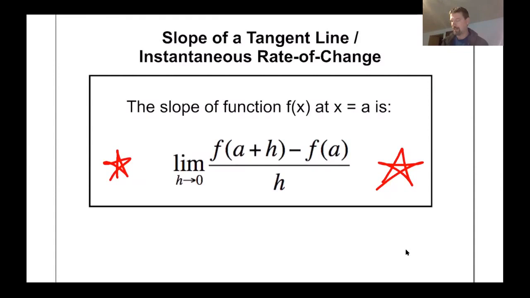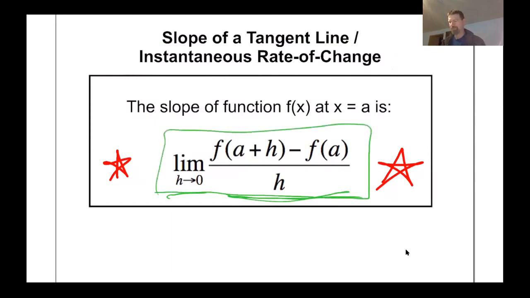The slope of a tangent line, also known as instantaneous rate of change, by the way, we'll talk about that in a minute. The slope of a tangent line is equal to the limit as h approaches 0 of f of a plus h minus f of a all over h. That's going to be a really important formula.